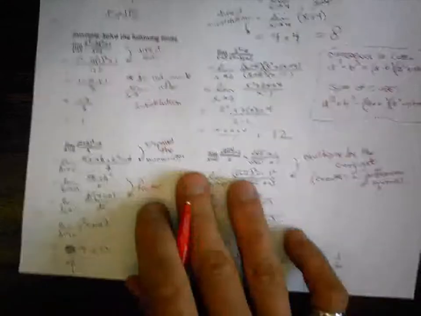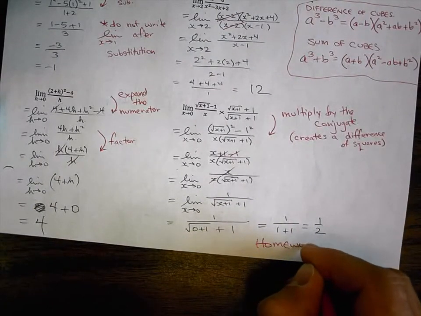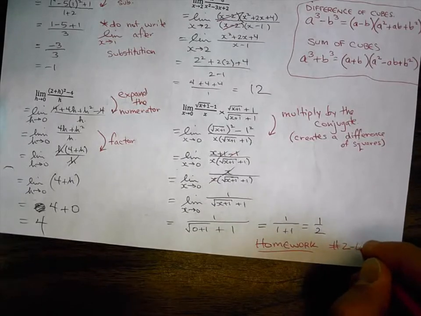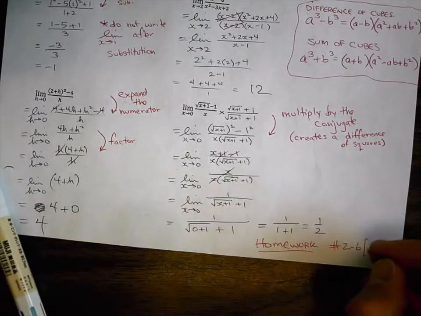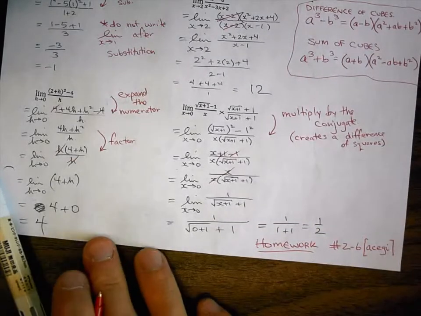Your homework is on a separate sheet of paper. It's not in your textbook. It's numbers 2 to 6. There are a lot of them, so it will be A, C, E, G, I. So good luck with those, and we'll see you next time.